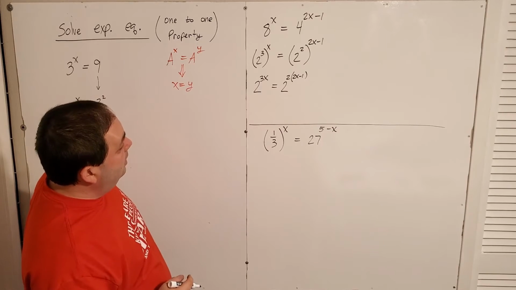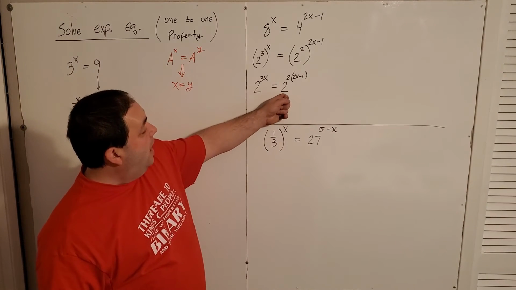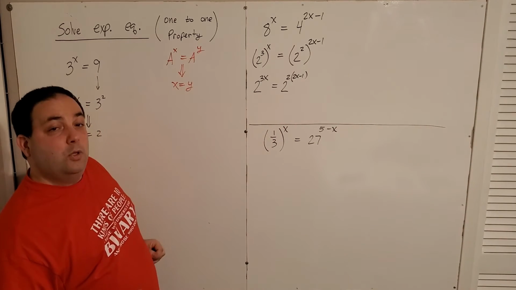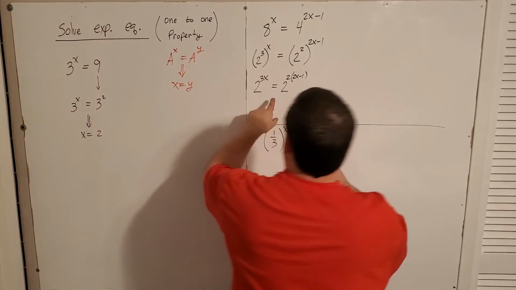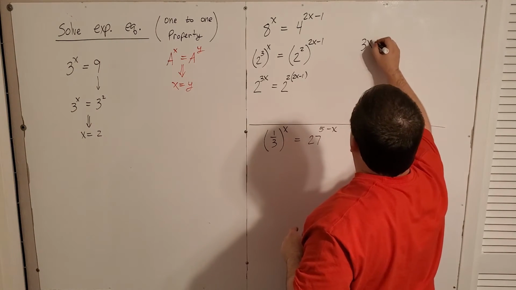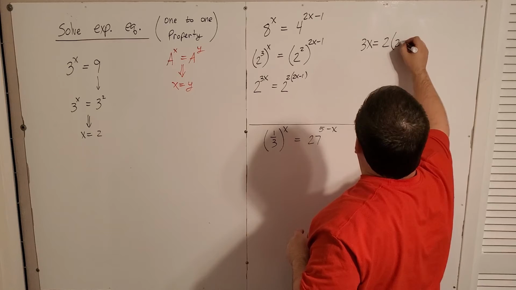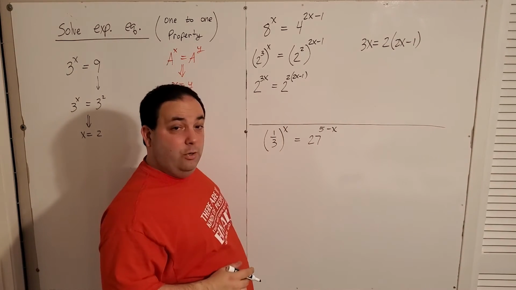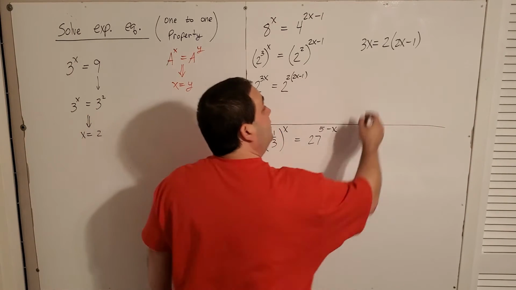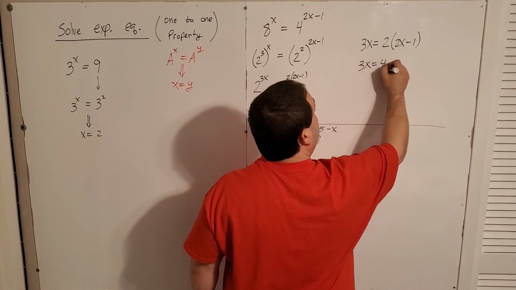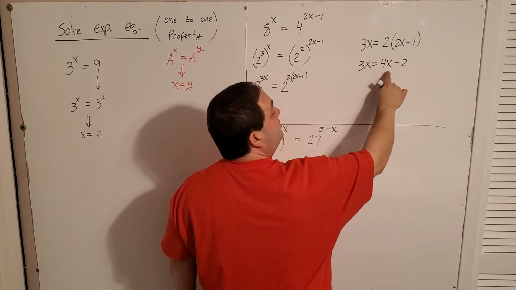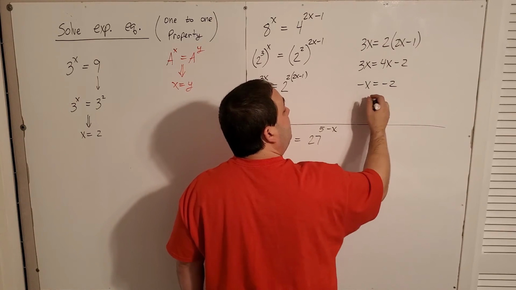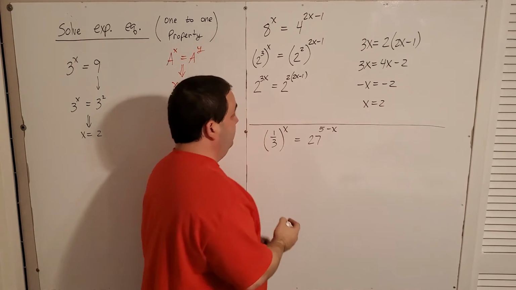All right. Well, now the bases are the same on both sides. Remember what that means. If the bases are the same, I can set the exponents equal to each other. So in this case, 3x is equal to 2 times 2x minus 1, which is now a linear equation, and I can just solve for x. 3x equals 4x minus 2. Subtract 4x from both sides, I get negative x equals negative 2. So then x must be 2, right?